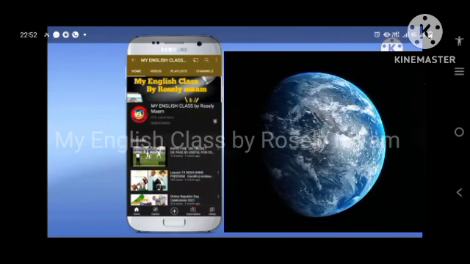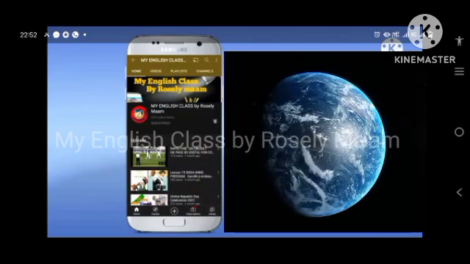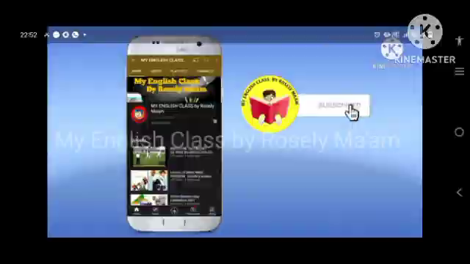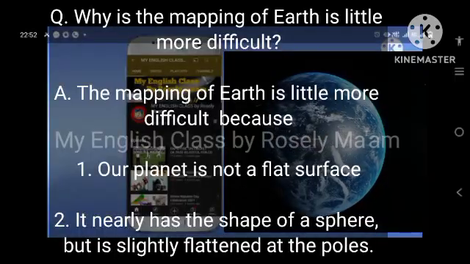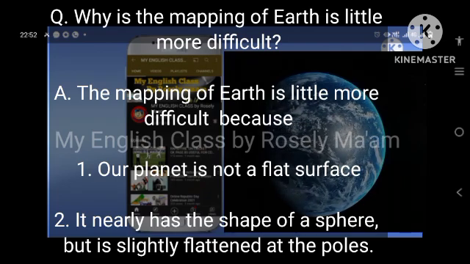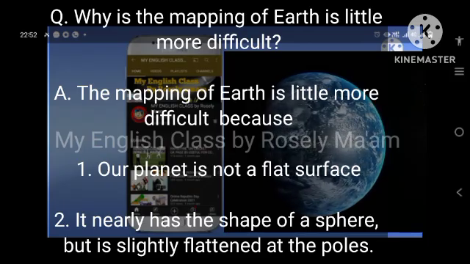So, students, mapping the surface of the earth is a little more difficult because our planet is not a flat surface. It nearly has the shape of a sphere. This you can understand with the help of an orange. Peel an orange in such a way that you have just 3 or 4 large pieces of the skin. Then try and flatten them on the table. You will see that you cannot do it without tearing them at the edges.